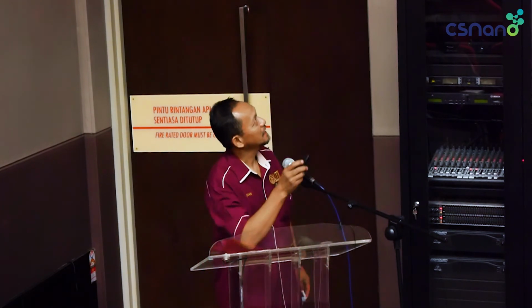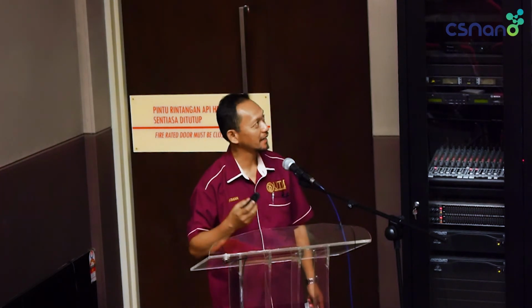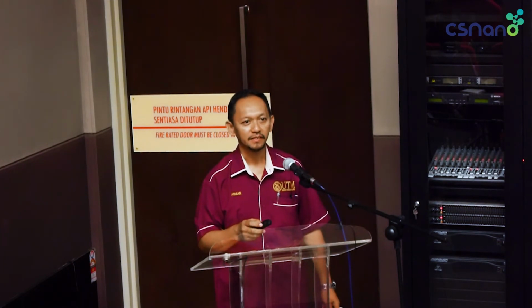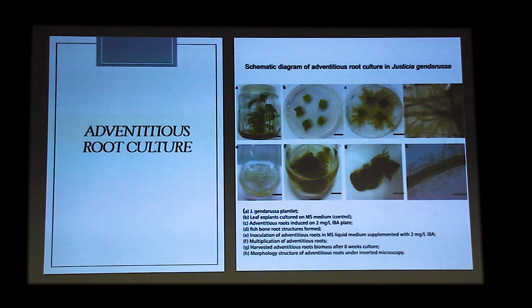This is an example, Jasmine Gandarusa. We apply it for other custom and other plants as well. If we know that the compound of interest, for example an anti-aging compound, is present in the roots, then why don't we produce roots rather than the plants? We're just focusing on producing roots. We are working and it looks like a positive result. It contains a lot of antioxidant compound in the roots.